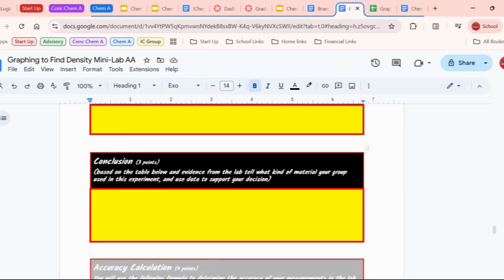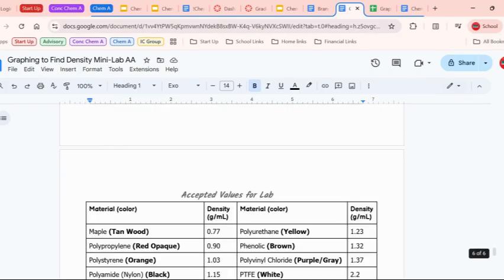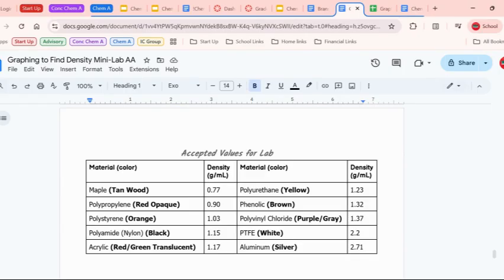So next, ladies and gentlemen, we get to our conclusion. Based on the table below and the evidence from the lab, tell what kind of material your group used in this experiment. So here is the table below. Here are the different materials: maple, polypropylene, polystyrene, polyamide, acrylic, polyurethane. These are the different substances.